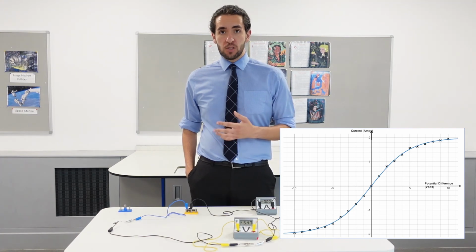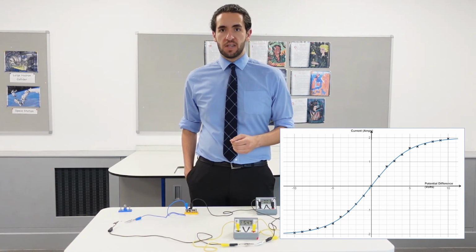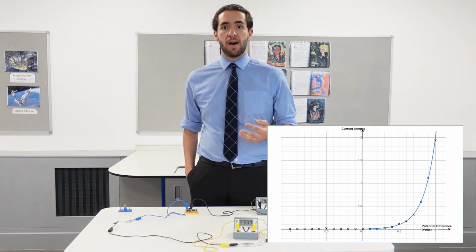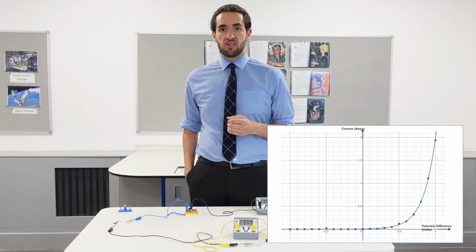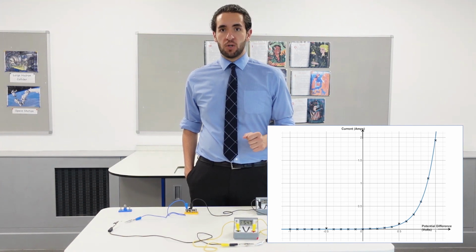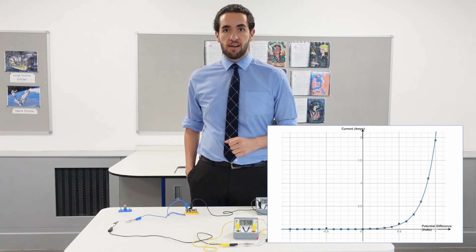The filament lamp does not obey Ohm's law. It's what we call a non-ohmic conductor because the resistance increases as the potential difference increases. And finally, we've seen a diode that behaves like a one-way street, or a valve in the heart, that only allows electricity to flow through in one direction, meaning that the resistance is incredibly high in the direction in which the electricity cannot flow, but actually very low in the preferred direction also.